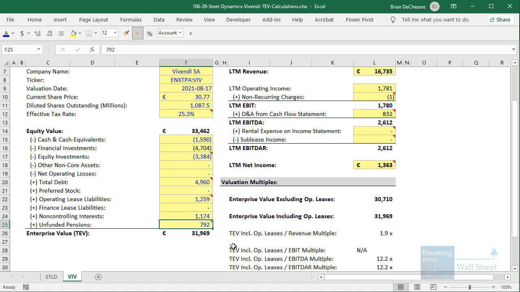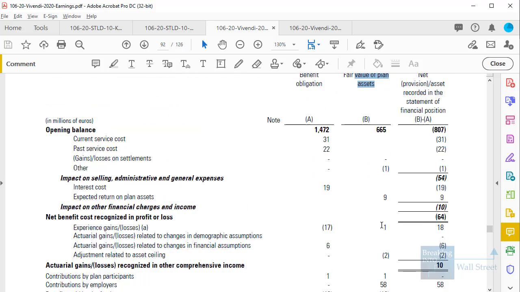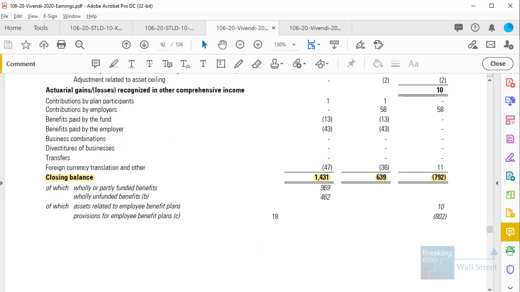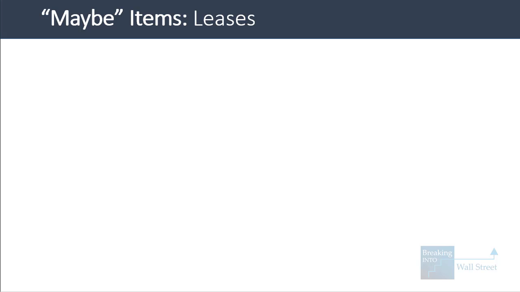With many European plans, contributions are not tax deductible, so I've not multiplied this by 1 minus the tax rate, but we could take some time to verify this. We're not sure exactly how it works in France or if that's the case in all the countries where Vivendi operates, but that is our quick approximation for now. Let's now turn our attention to the last category here, the maybe items, and start with leases.